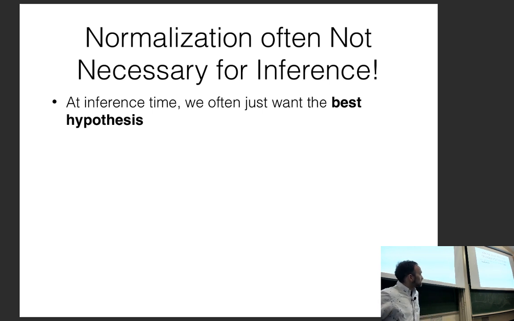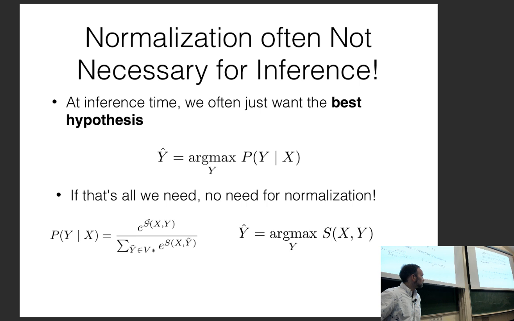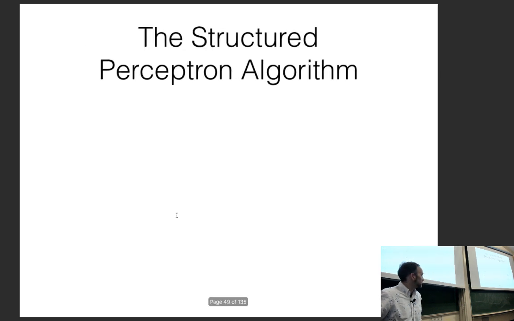Okay. So at inference time, we often just want the best hypothesis. So what we are doing is we're taking our probability and we're taking the argmax of that probability, right? But if we look at our globally normalized model, or locally normalized model for that matter, because we're formulating it like this, the thing with maximum probability is also just the thing with maximum score, right? So we don't actually need to do normalization. We could just find the thing with the maximal score.